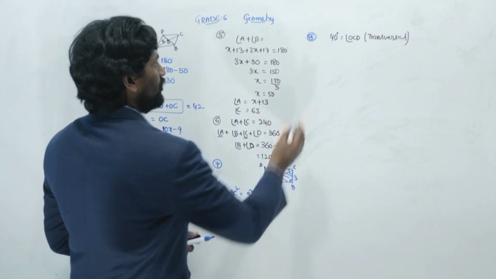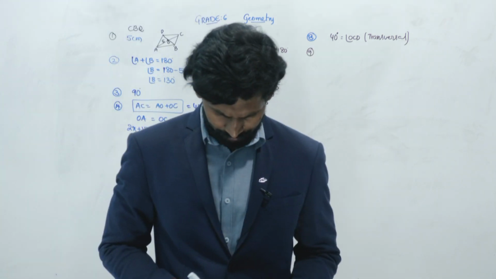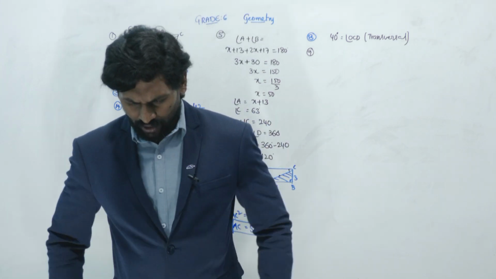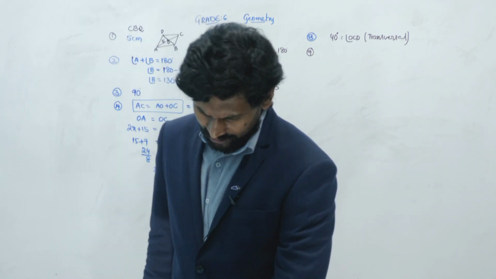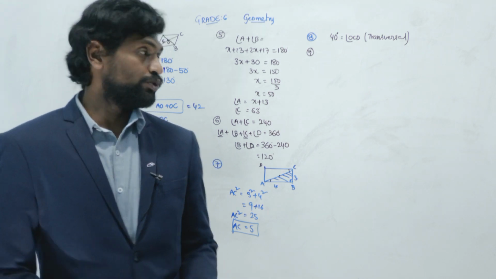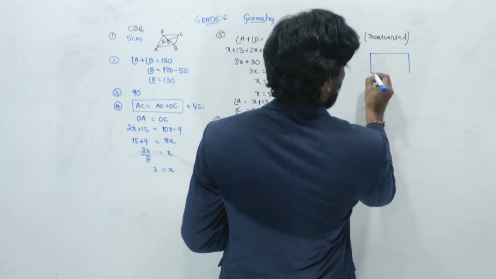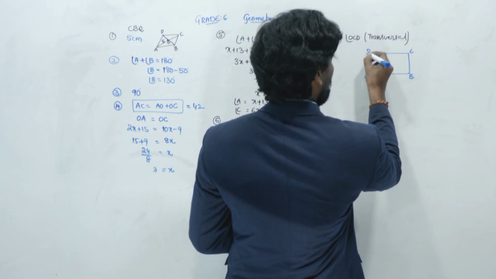Okay, question number 9. The ninth question is given. ABCD is a rectangle. O is an interior point of the rectangle, and OA is equal to 3 centimeters, OC is equal to 4 centimeters, then find OB square plus OD square. Let me try to draw the rectangle shape. O can be any interior point. So A, B, C, D and O.